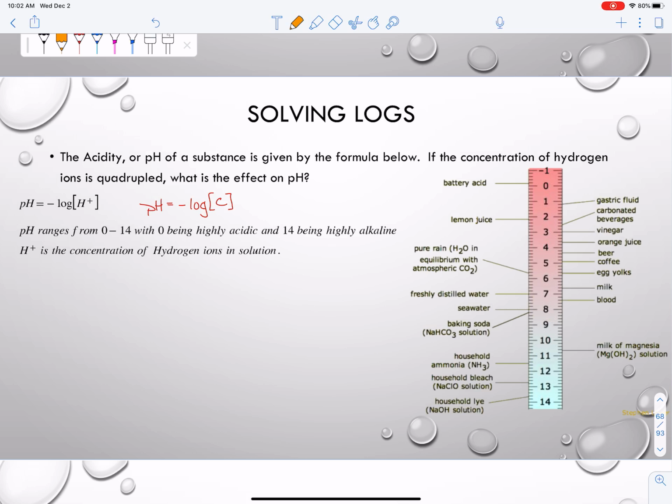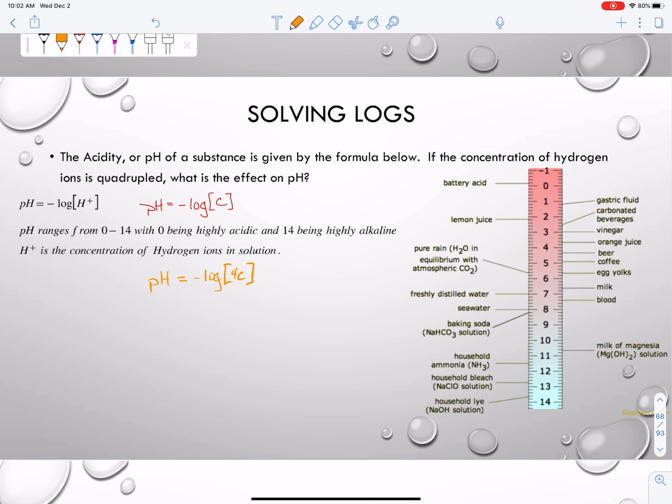So I already have written here pH equals the opposite of the log of C, for the concentration. And it's the concentration of the hydrogen ions, which is why the original formula is the H+. So let's say I take my formula that I have written here, and I adjust this, and I make my pH equal to the opposite of the log of 4 times whatever my concentration C is.